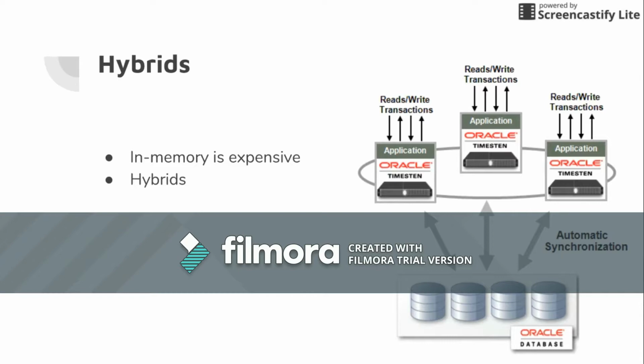There's so many advantages with using IMDBs. However, unfortunately, it's a pretty expensive method of storing data, so a lot of companies just want to save money, right? They don't want to use the most expensive tool out there, and they want to try other cost-effective methods. Well, that's where hybrids come in. Hybrids is when you use both IMDBs and disk storage methods to save your data.